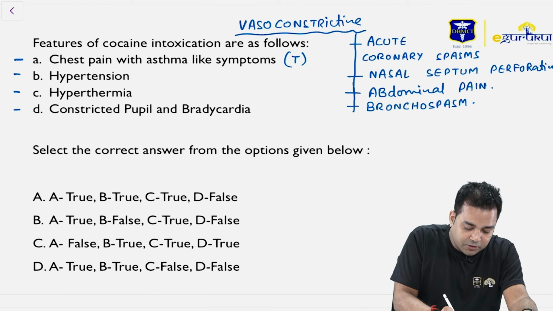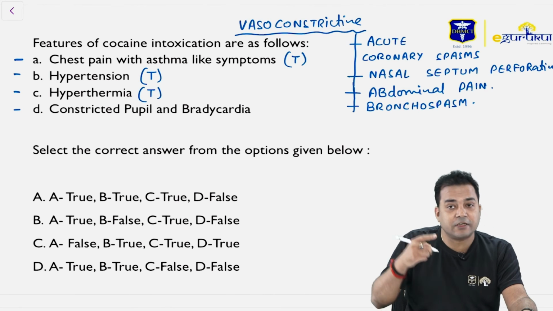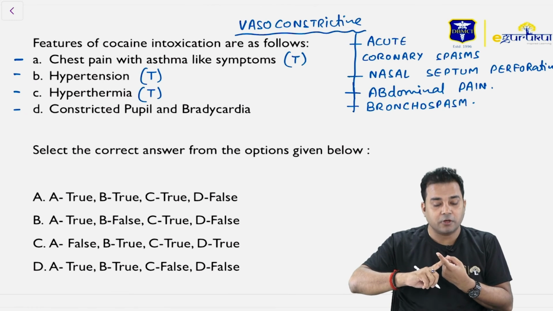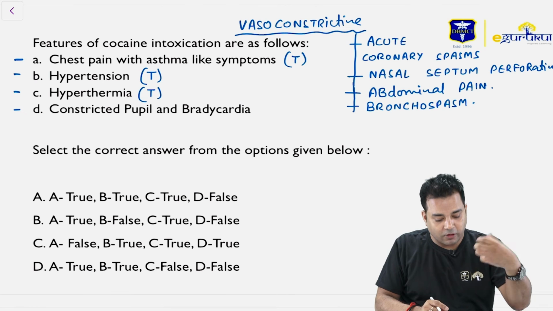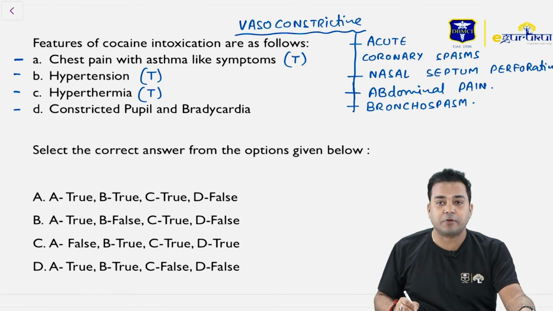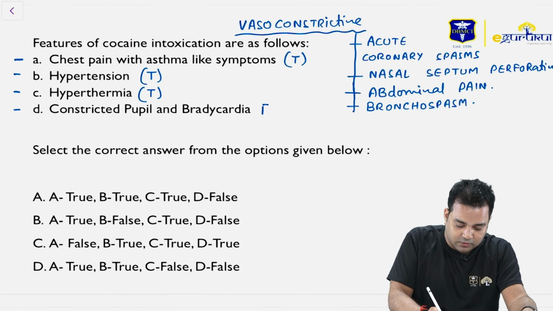And we know in relation to vitals, all the parameters are raised. Hypertension, and cocaine leads to cocaine fever, just like atropine. Atropine leads to dry hot skin, same with cocaine. It also leads to cocaine fever, so hyperthermia is also correct. What about constricted pupils and bradycardia? This is totally wrong, false.